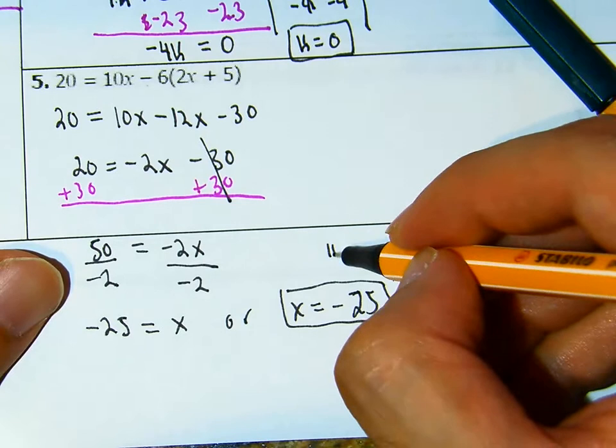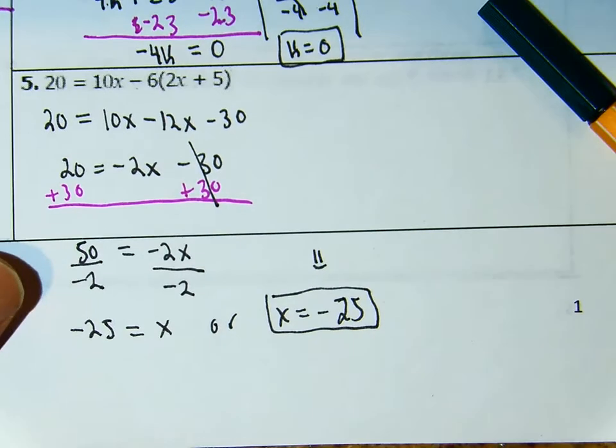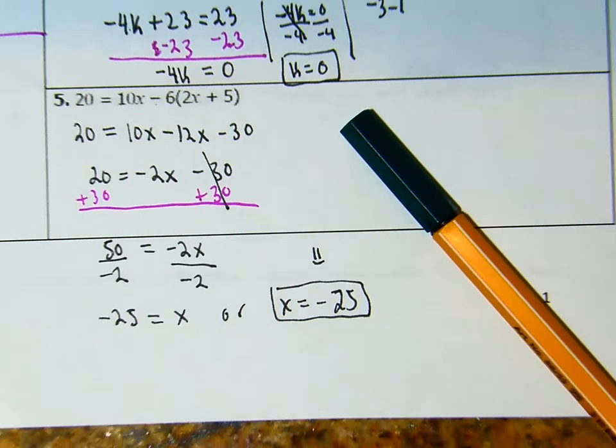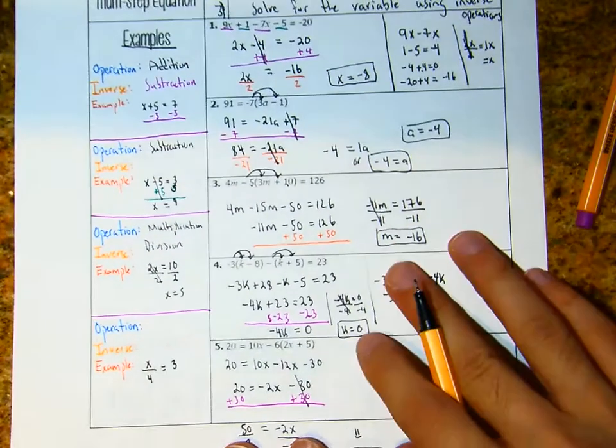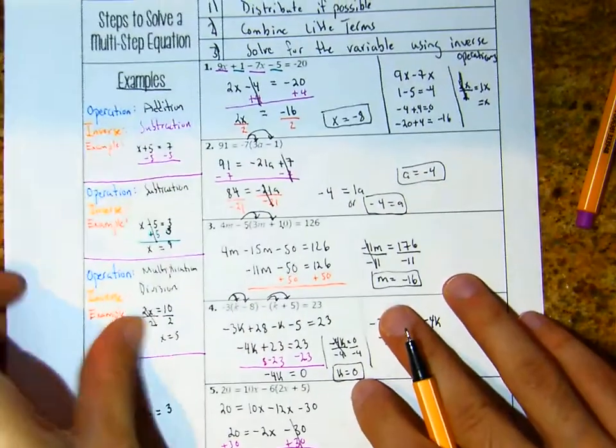Okie dokie. Happy face. Not too bad. How long was this video? 11 minutes? Not too bad. Maybe you finished it sooner, maybe you fast forwarded, whatever, but these were the questions for the first page.